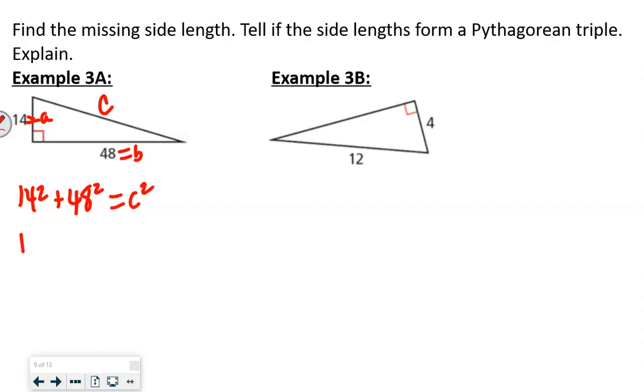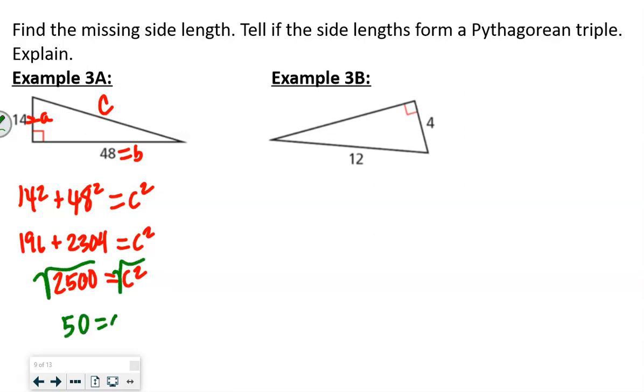14 squared was 196. 48 squared is 2304. And that's equal to my c squared. So when I add those two together, I get 2500. And that's equal to c squared. So again, we're going to take our square root of both sides. So 50 is what is equal to c. So notice that all three of these numbers are whole numbers, right? So yes, this is a Pythagorean triple. And our third side was 50, okay?